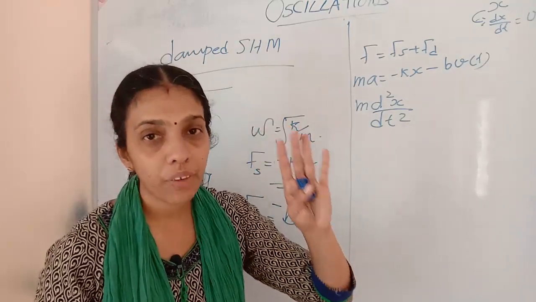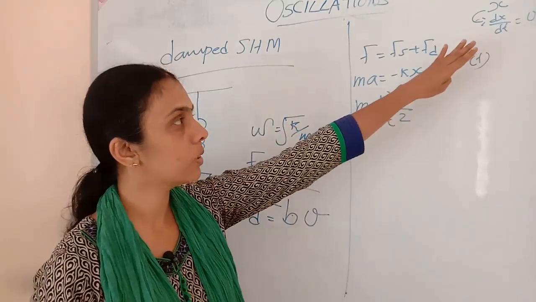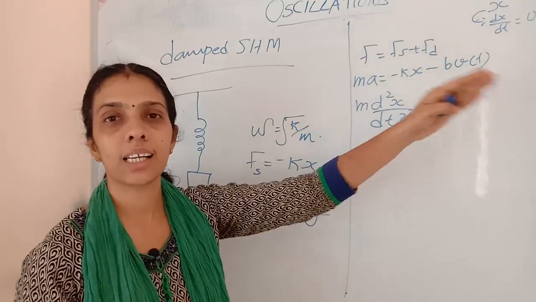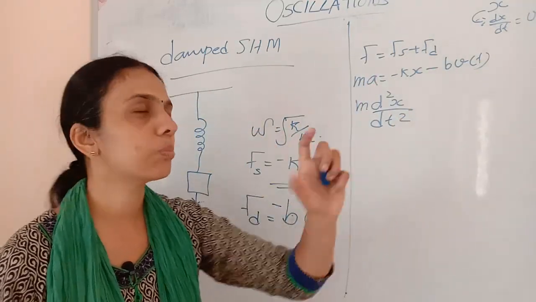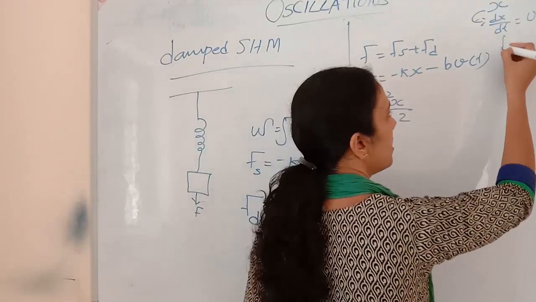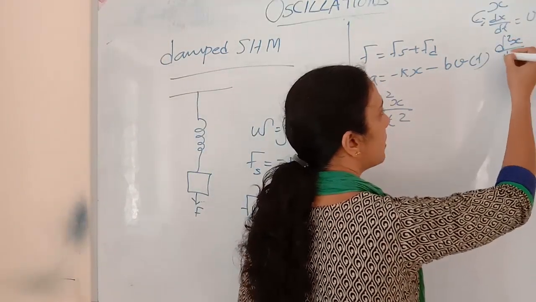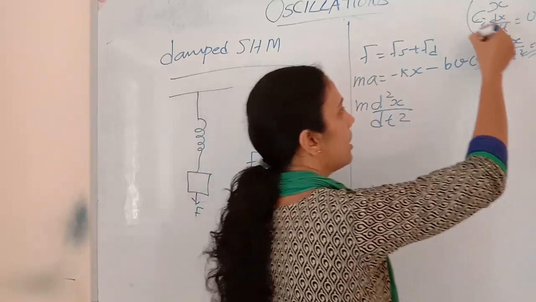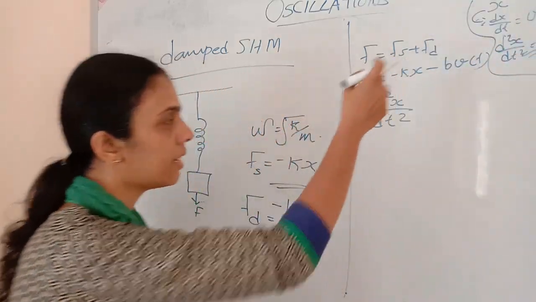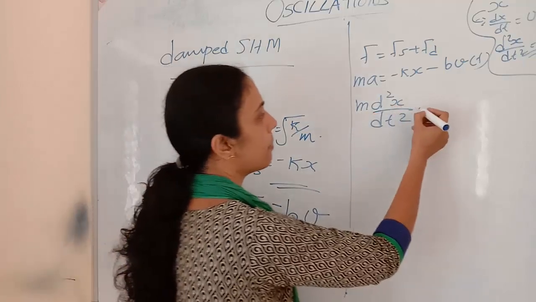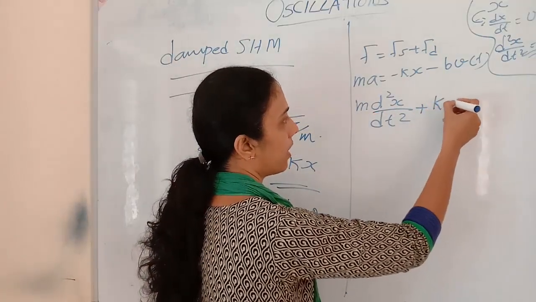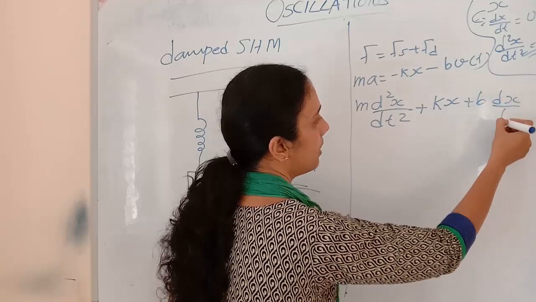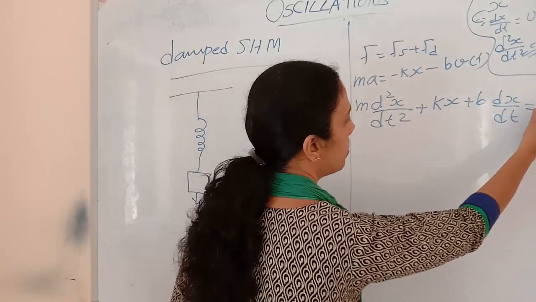Okay, so while differentiating the velocity term once more, we will get d square x by dt square. So d square x by dt square is equal to acceleration. Okay, so doing it this way, we get m into d square x by dt square plus kx plus b into dx by dt, that is equal to 0.